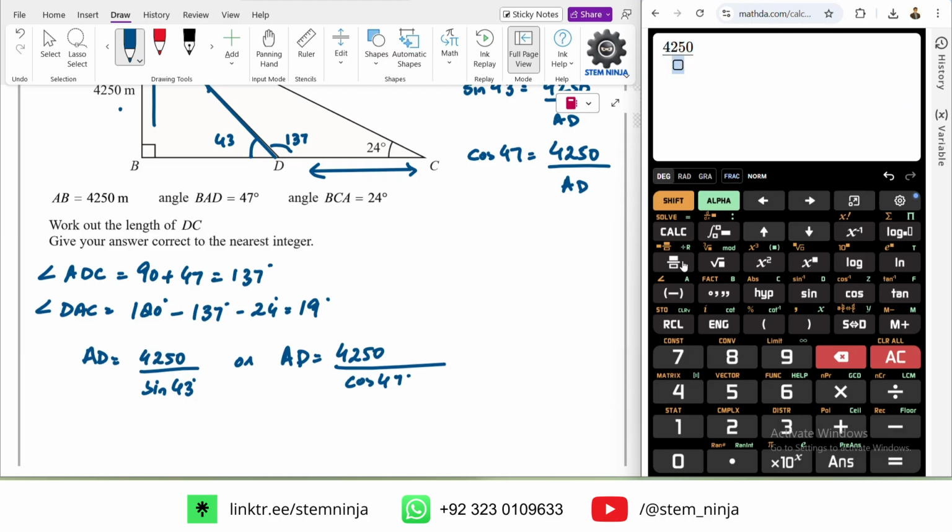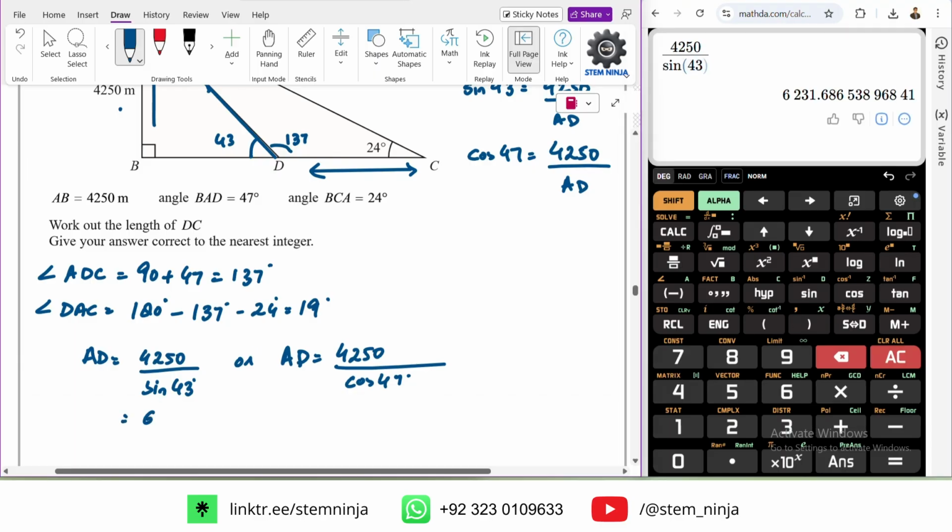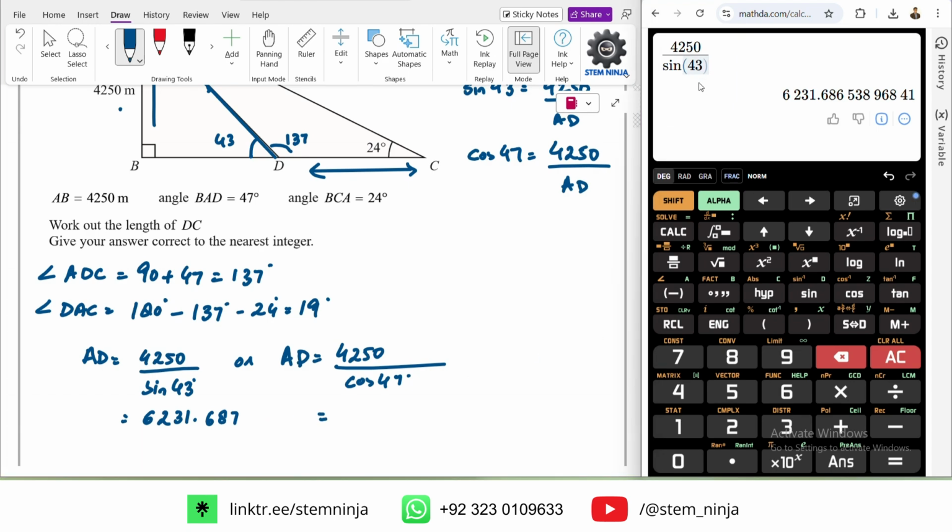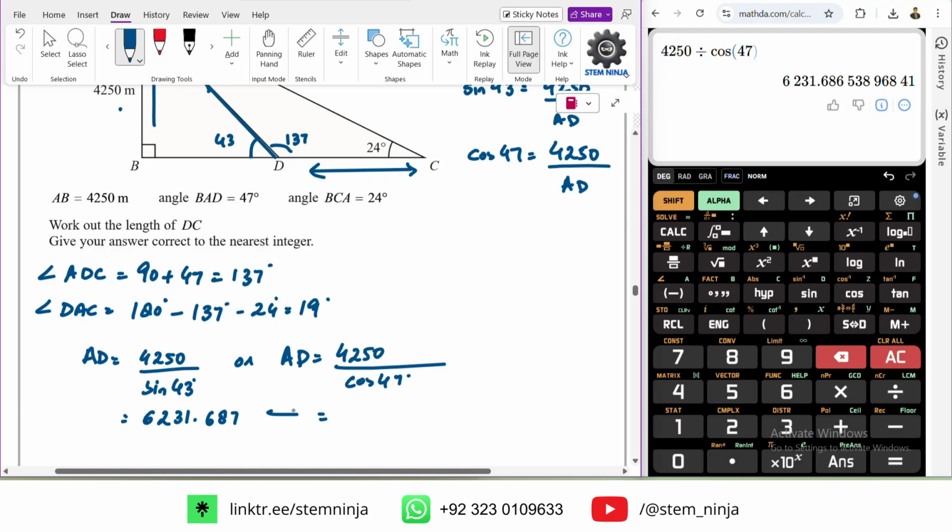So 4250 divided by sine 43, the answer is 6231.687. This is an intermediate answer, so we can keep it this way. And cos of 47. As you can see, this is exactly the same answer, identical as over here.